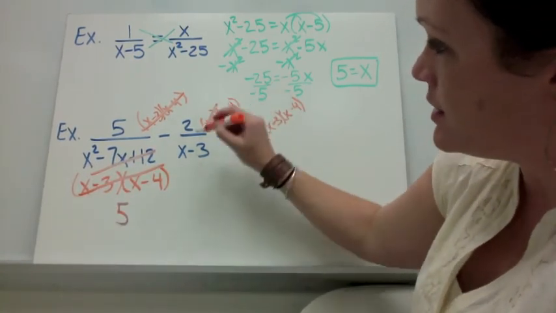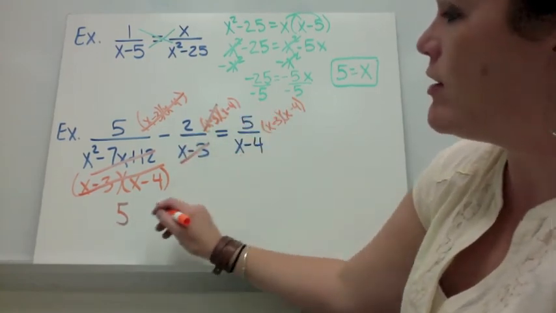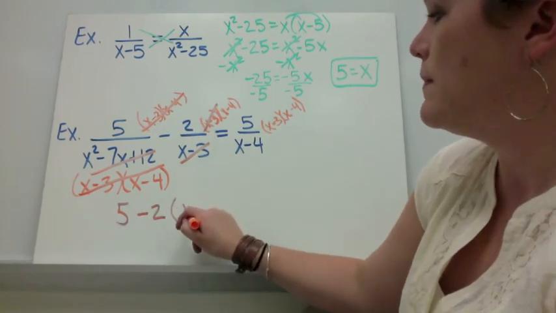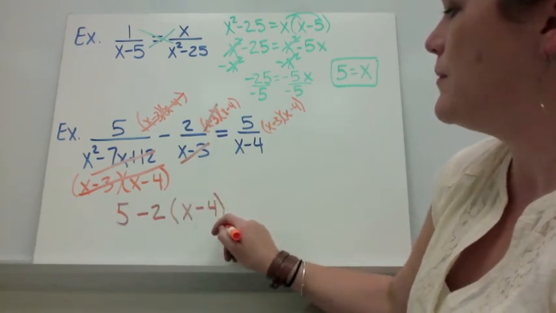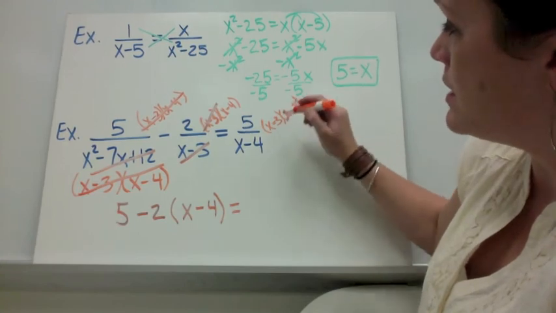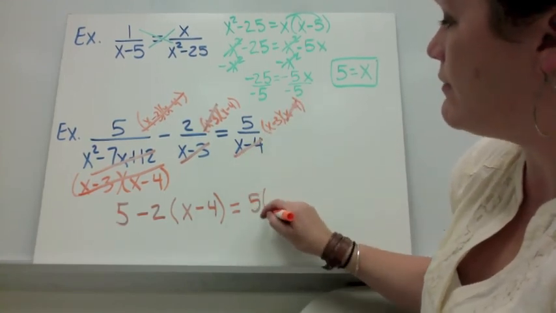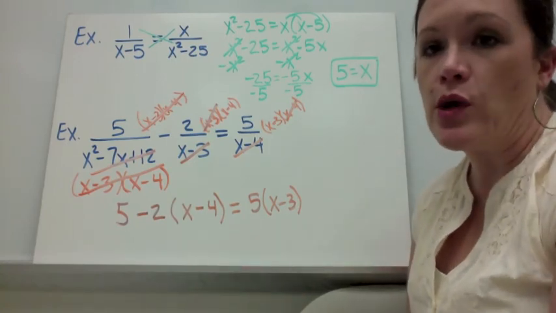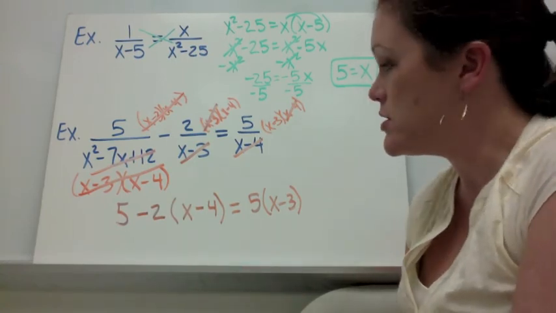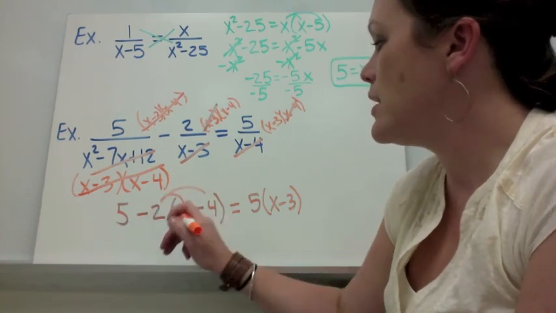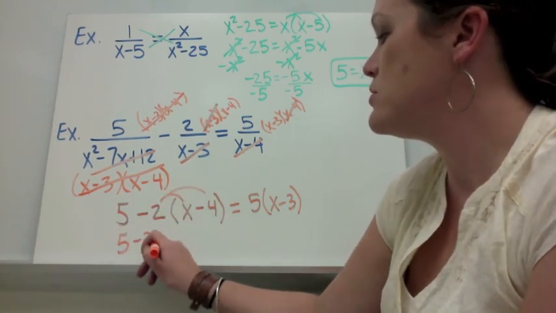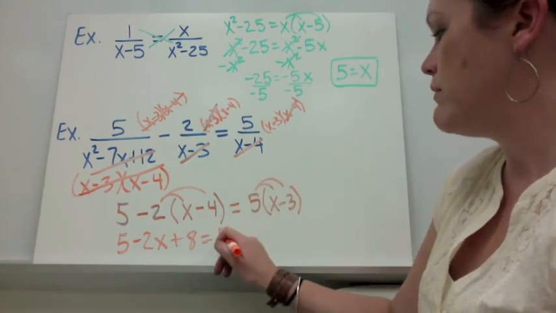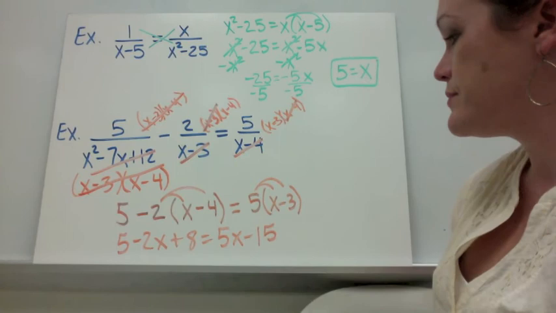x minus 3 is going to cancel x minus 3. And now I'm left with minus 2, because don't forget you're subtracting right there, times x minus 4 equals, and now x minus 4 cancels out and I have 5 times x minus 3. So then we have an equation that we're able to solve from there with no fractions. So we could distribute negative 2. So 5 minus 2x plus 8 equals, and distribute the 5. So we get 5x minus 15.